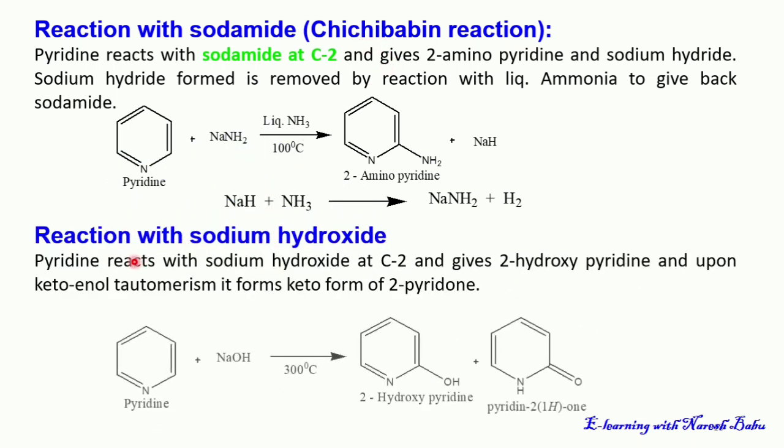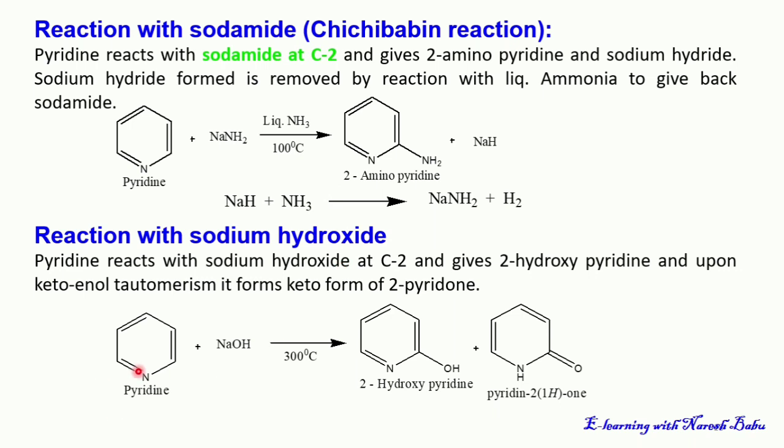And another reaction is the reaction with sodium hydroxide. When pyridine reacts with sodium hydroxide at 300 degrees Celsius, initially it gives a mixture of compounds, that is hydroxy-substituted pyridine or pyridine containing a ketone. That is 2-hydroxypyridine and pyridin-2-one. These two products it gives when reacting with sodium hydroxide.